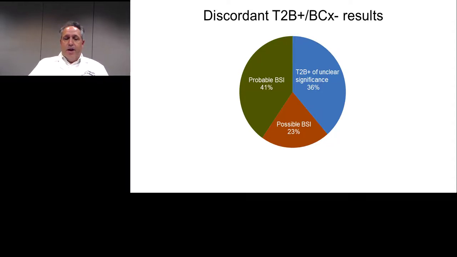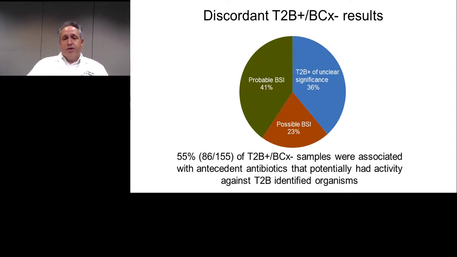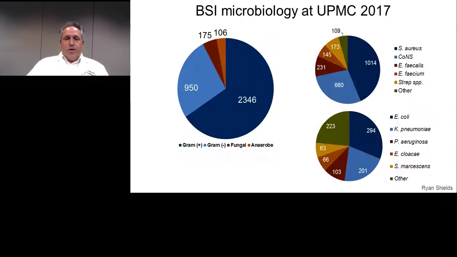And interestingly enough, over half of the patients with discordant T2 bacteria positive, blood culture negative results were receiving antibiotics at the time of testing that were active against the bacteria that was identified. So similar to the theme with the T2 Candida, the test performed particularly well among patients who were receiving antimicrobial therapy.